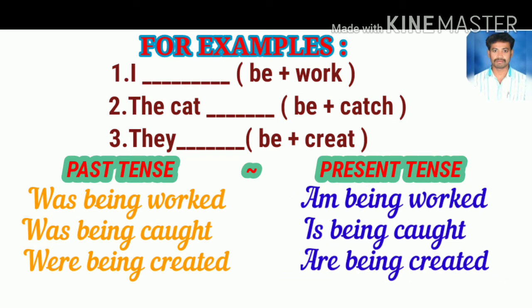In the present tense we are going to see the same sentences. I dash be plus work. There I is there, so I'm going to use am, and then being, and then worked: am being worked. The second one, the cat dash be plus catch: is being caught. And then they dash being created. Here they is plural, so I want to use are: they are being created. Like that we change in the fourth type.